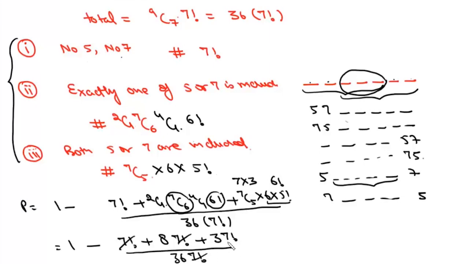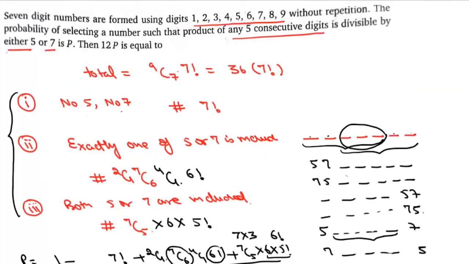Now this factorial 7 will cancel. So we can write this as 1 minus 12 by 36, which is 2 by 3. So the value of this probability is 2 by 3. Now we need to find the value of 12p. So 12p will be 12 into 2 by 3, which is nothing but 8, and that is the answer to this question.